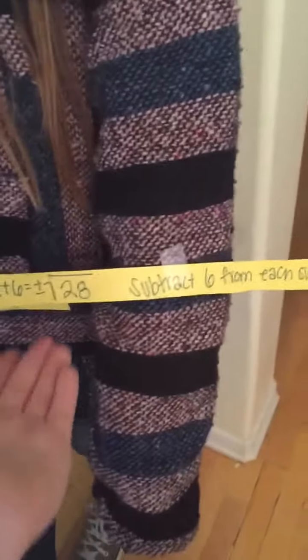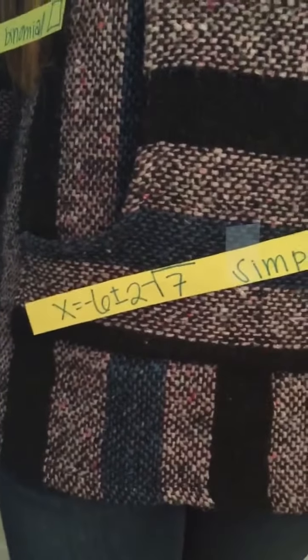Then you want to subtract 6 from each side, right here. Then you're going to simplify the radical to get x equals negative 6 plus or minus 2 times the square root of 7. That is how you complete the square.